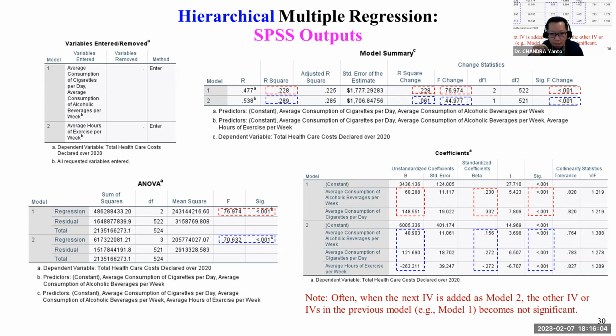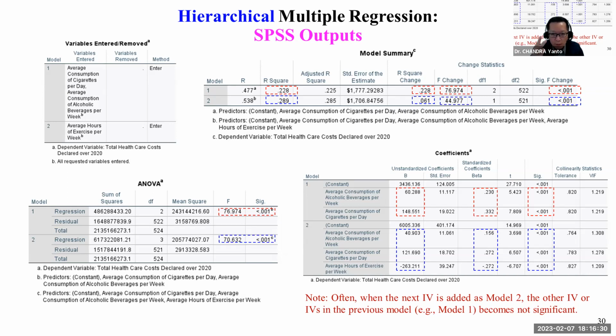Look at the value of the alcoholic consumption. It drops from 60.288 to 40.903 for the unstandardized. And you can also look at in the standardized column, from 0.23, it drops to 0.156 and still significant, right? That will make you think why. But before I tell you the full story, look at the second one, the consumption of cigarettes.